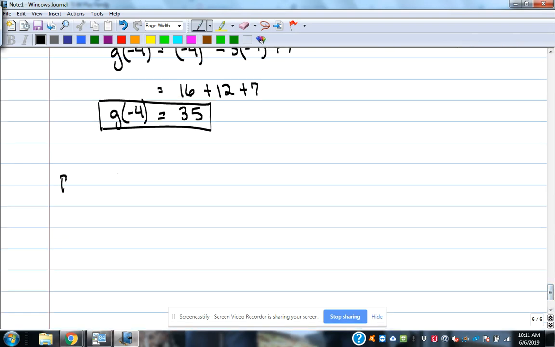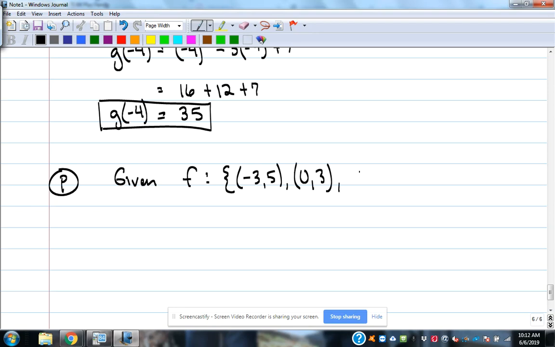I guess the confusing type that can happen in this section with this particular type of problem is if you're given a function and they just say f, and it's a set of ordered pairs, like it's a relation, it's a function, and you've got a set of ordered pairs like negative 3, 5, 0, 3, 3, 1, and maybe 6, negative 1. You've got a set of ordered pairs like that, and they want you to find f of 3.